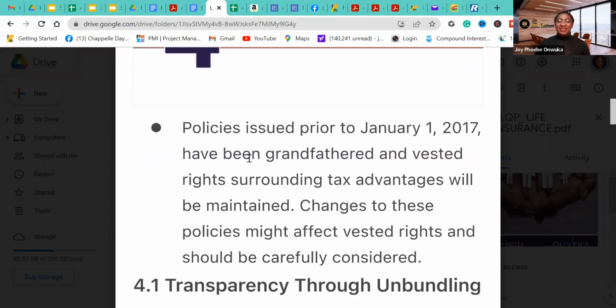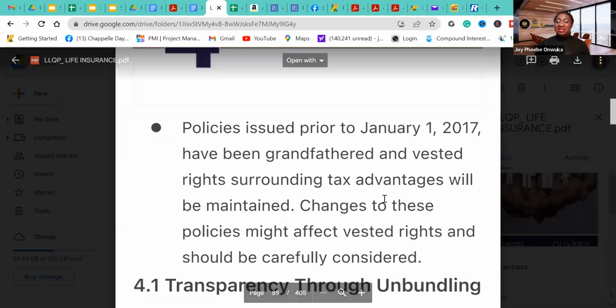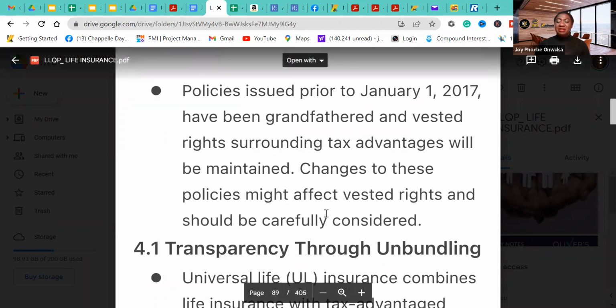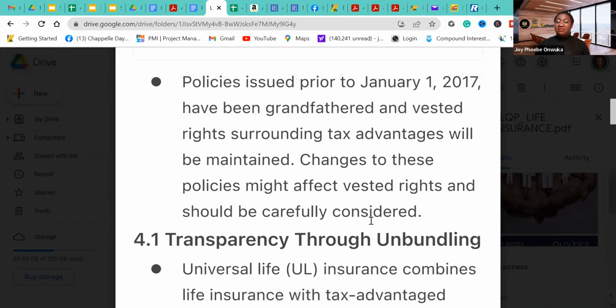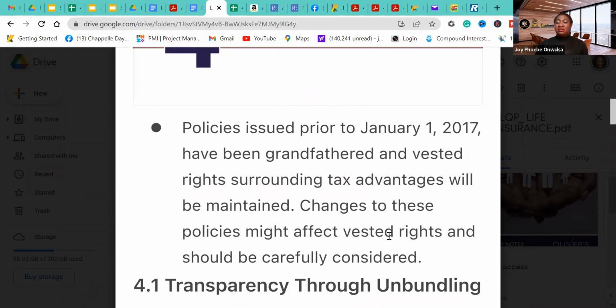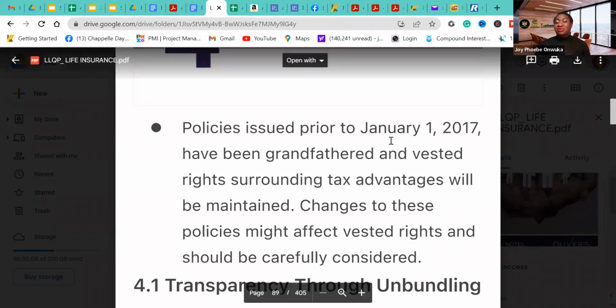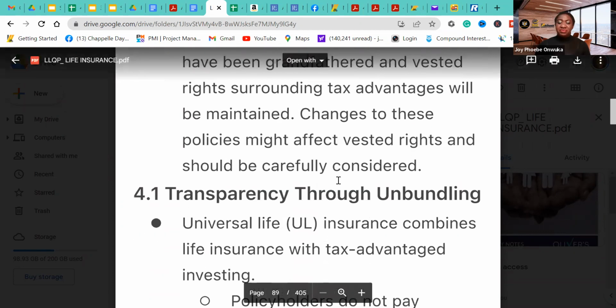Right off the bat, we are meant to understand here that policies issued prior to January 1st, 2017 have been grandfathered and vested rights surrounding tax advantages will be maintained. Changes to these policies might affect vested rights and should be carefully considered. In the course of this chapter, we're going to see what this vested right is, the policies that were issued prior to January 1st, 2017 were grandfathered into, okay?